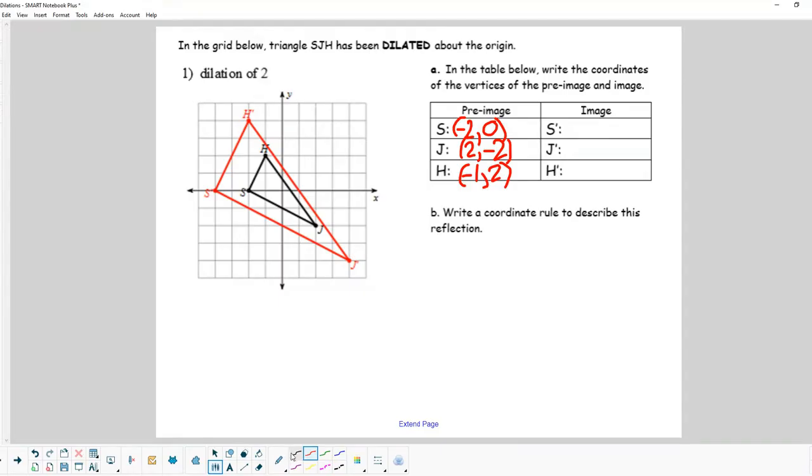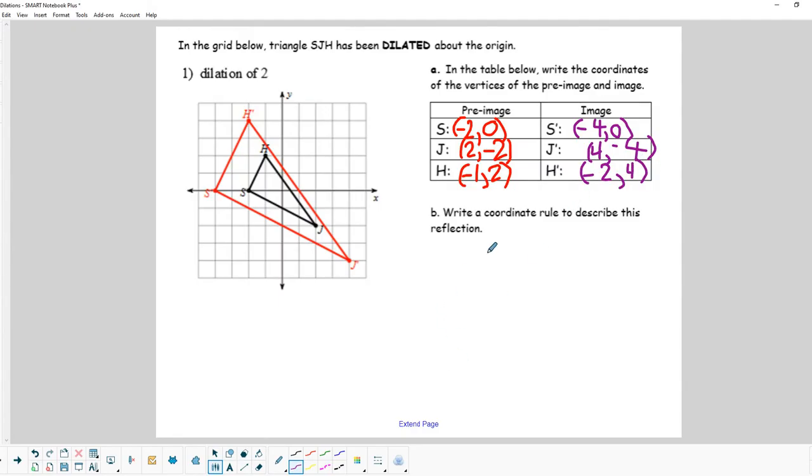And then if we look at the other ones, the S prime would be negative 4, 0. J prime would be 4, negative 4. And H prime would be negative 2 and 4.